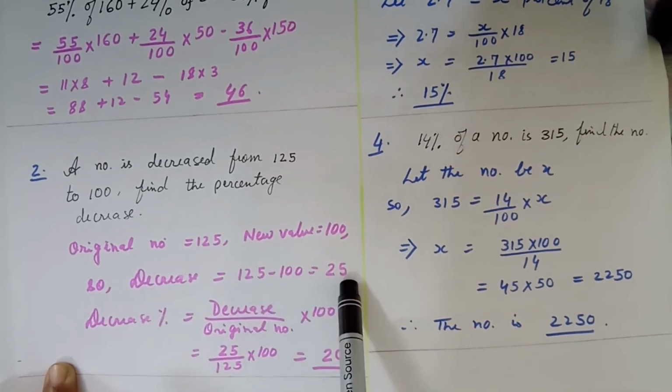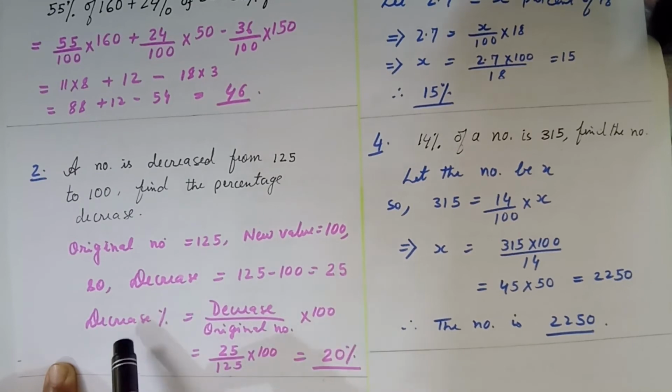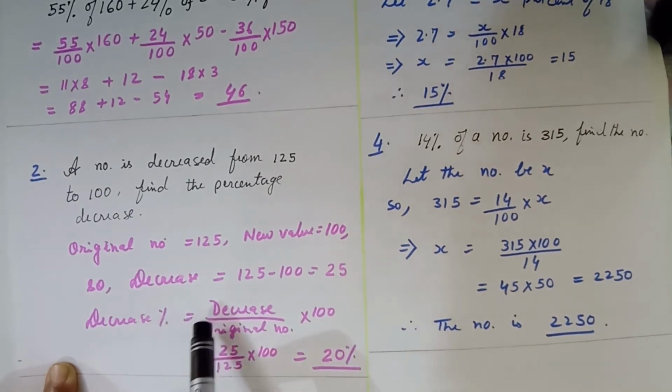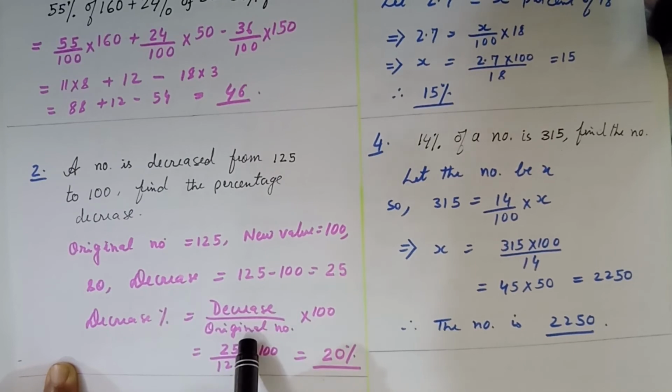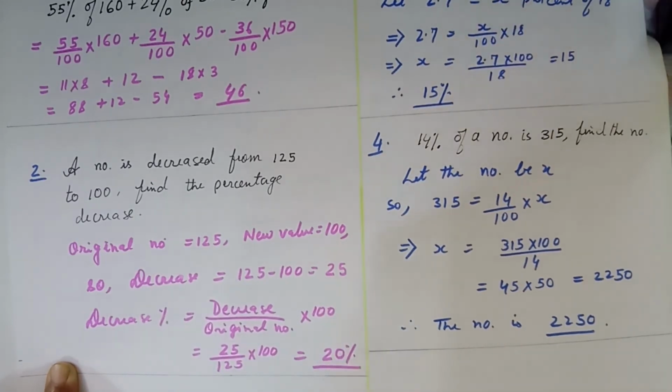So how much is the decrease? 125 minus 100, 25. The decrease percent is always found out on the original value. So the formula is decrease by original value into 100. So 25 by 125 into 100. Substituted, calculated, 20%.